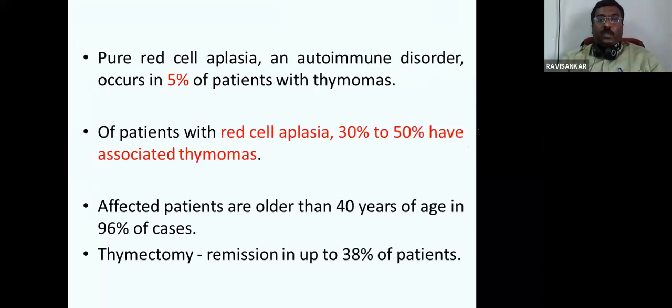Okay, good. Pure red cell aplasia occurs in 5% of the patients with thymomas. Of patients with pure red cell aplasia, 30 to 50% have associated thymomas. Just compare with the presence of myasthenia gravis also. So thymectomy might not be useful, but many times remission occurs.